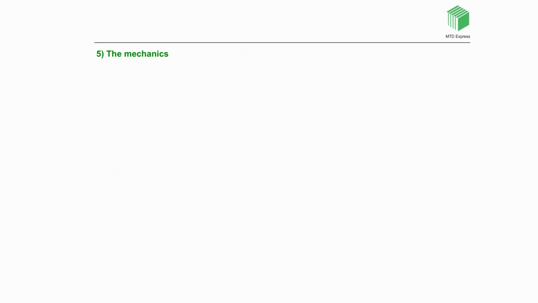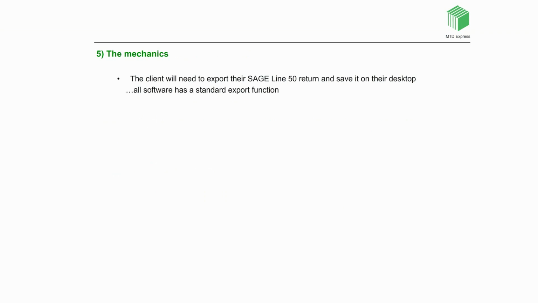So what are the mechanics of bridging software? How does it actually upload your return? Well, the client will need to export their Sage Line 50 return and save it on their desktop. All software has a standard export function. So you're saving the produced VAT return onto your desktop.